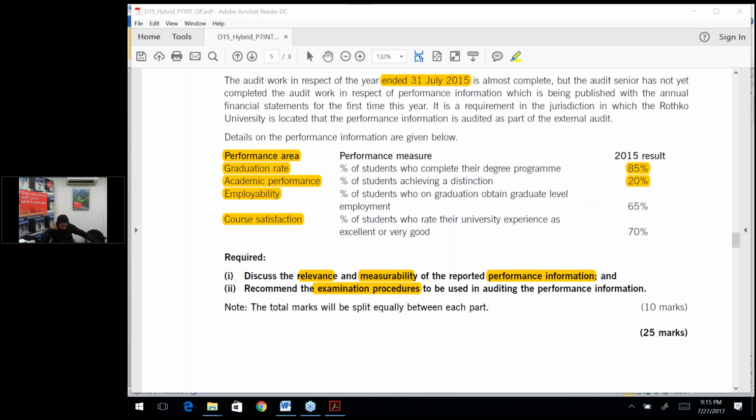The IAASB, the International Auditing and Assurance Standards Board, actually gives four pronouncements: ISA, the International Standards on Auditing; ISRE, which is the review engagement; ISRS, which is the related service; and ISAE, which is the assurance engagement. Ahmad, no, we are not going to do that. We're going to just keep it till here.